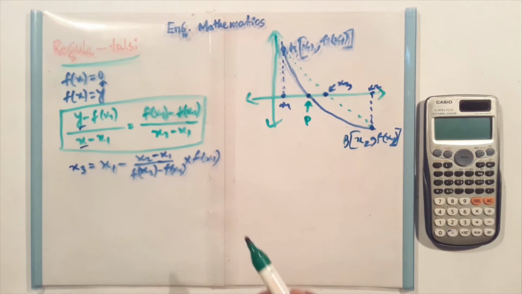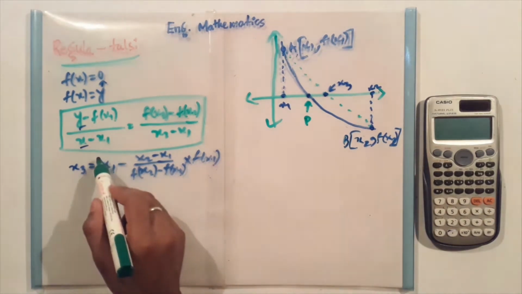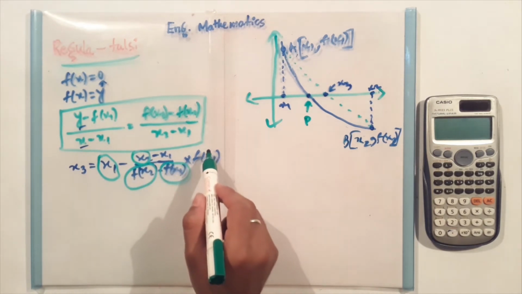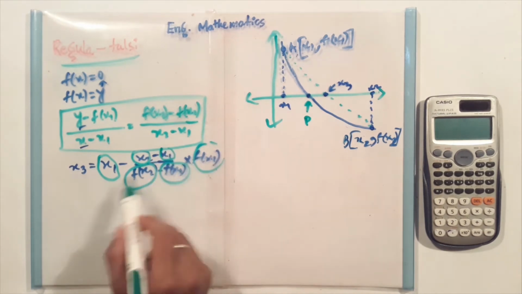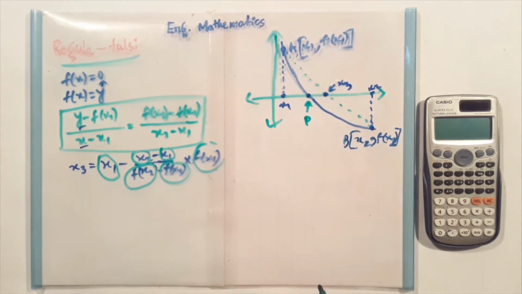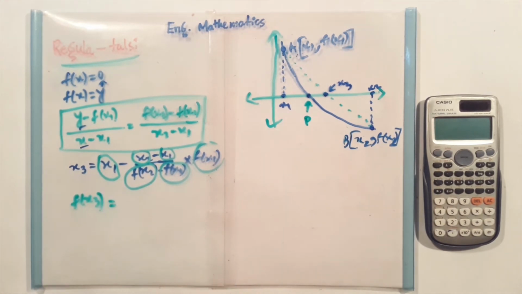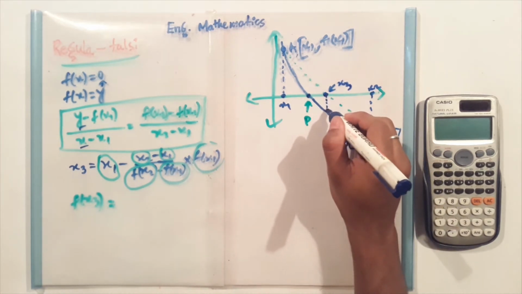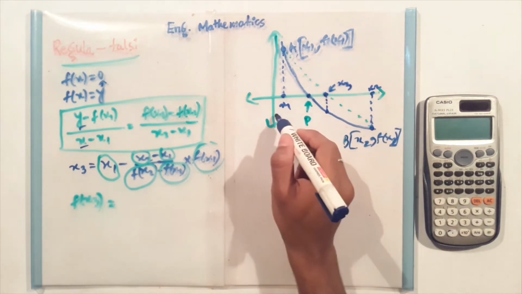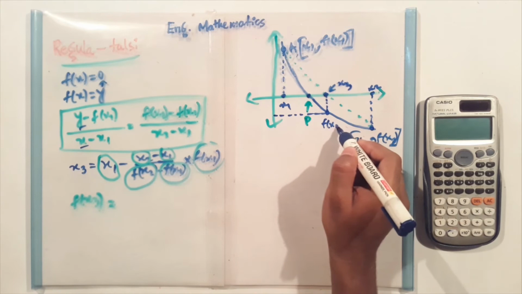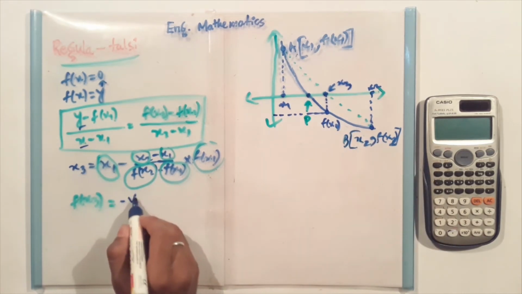First of all, let us understand what is happening. We have the x1 value, x2 value, f(x2) value and f(x1) value, so we can find the value of x3. After finding x3, it is our first approximation. Now we will check what f(x3) is. From the graph we can see that f(x3) is negative, indicating the negative y-axis.